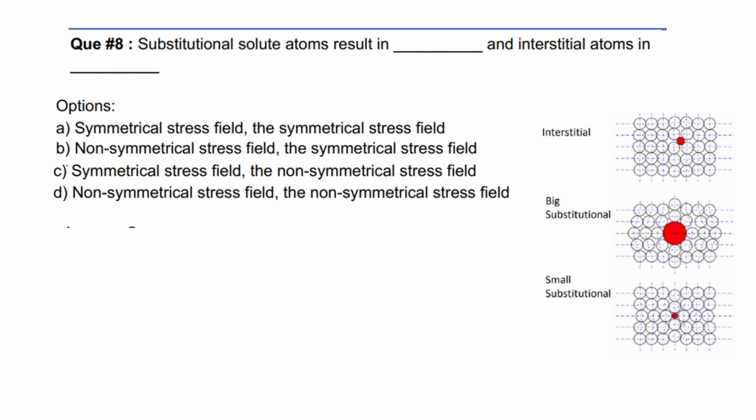So which option is correct here? Option A. No, option C, right? When it is interstitial, it is non-symmetrical. Option A, option C both are symmetrical.